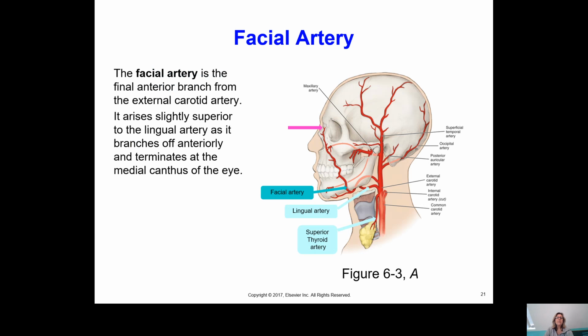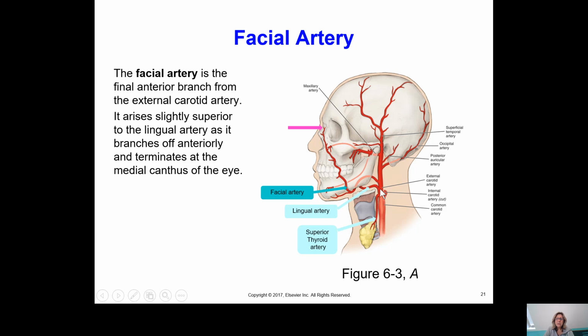The facial artery is the final anterior branch from the external carotid artery. It arises slightly superior to the lingual artery as it branches off anteriorly and terminates at the medial canthus of the eye. So if we were to trace the facial artery, we can see it starts over here and it travels along, and then it goes up slightly and it ends all the way here in the medial canthus of the eye. So just trace that artery right there.